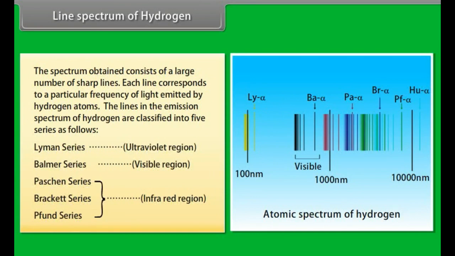Lyman series. It is in the ultraviolet region. Balmer series. It is in the visible region. Paschen series, Brackett series and Pfund series. These are in the infrared region.